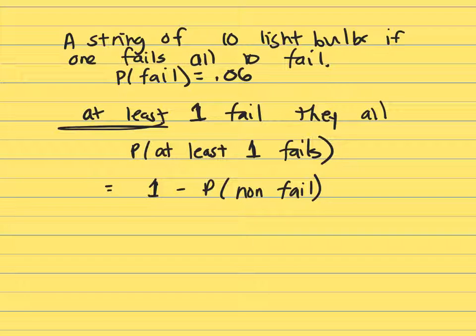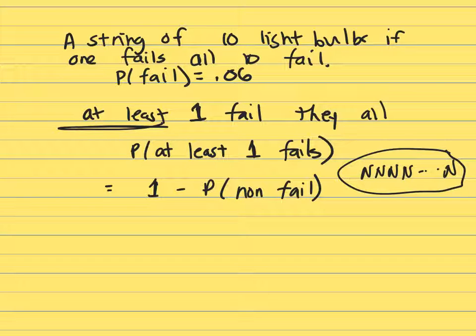Do you agree with that? At least one fails. That means 1 fails, 2 fail, 3 fail, 4 fail, or it could be the first 2 fail and the next 8 do not fail. But the only one that's not included in here is the one where none fail, a string of 10 light bulbs that are all non-fail. If you subtract that off, you're going to be left with all the other cases where there is at least one failing light bulb.